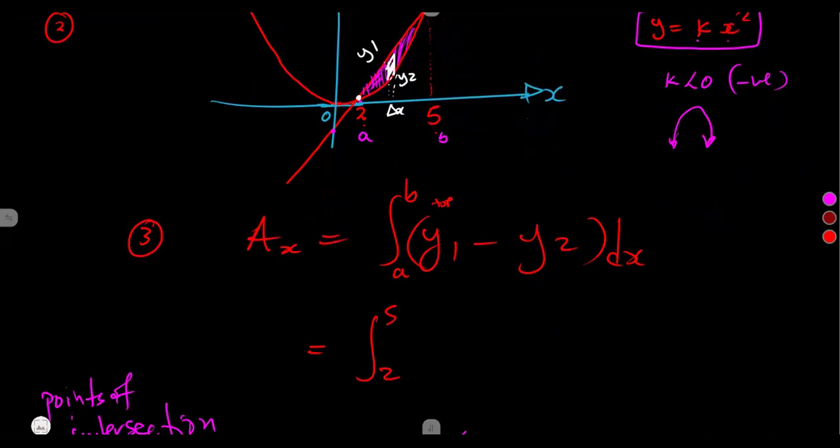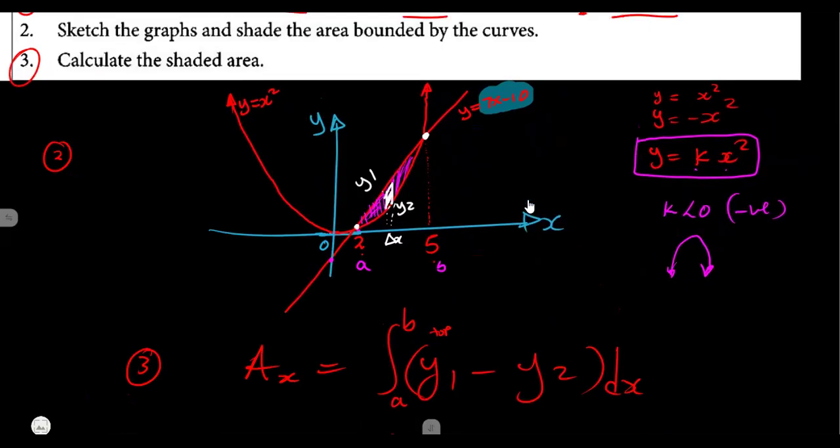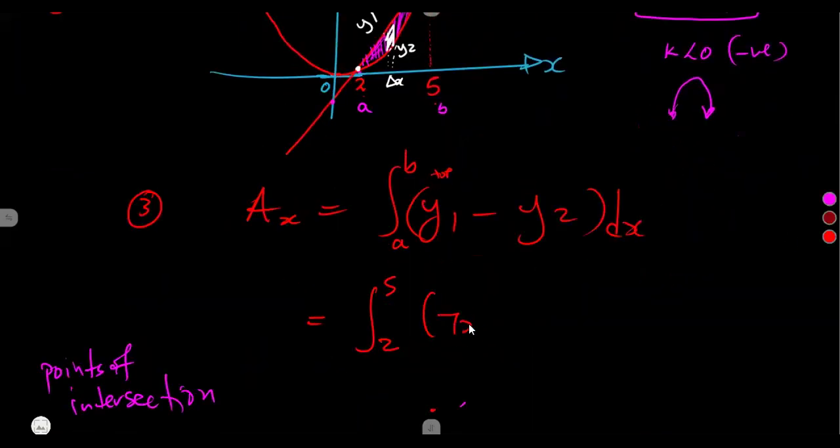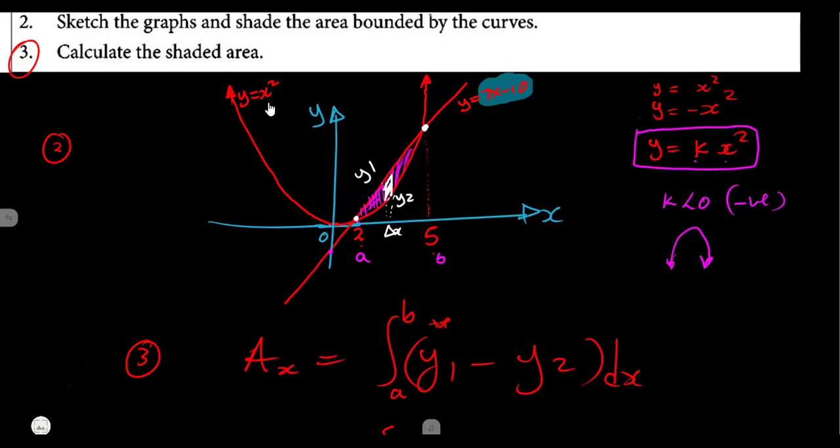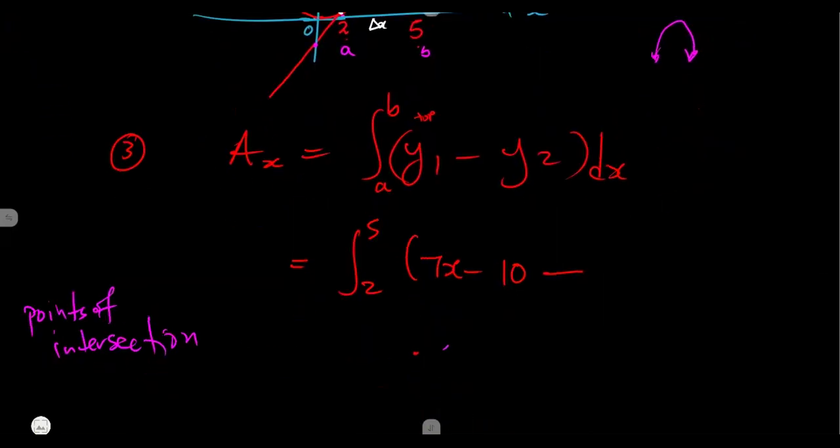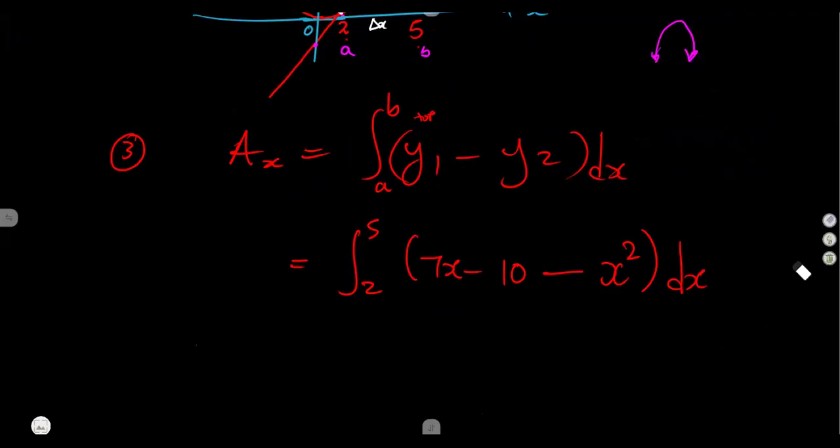Then we have y1, which in terms of x we said is 7x minus 10. This is y1 minus y2. Y2 is the one that is below, which is the quadratic, x squared. So you're going to subtract x squared. As you can see, guys, x squared is a single term. There is no need for us to even open brackets, just write minus x squared as it is with respect to x. We're done. So the whole of this part here is our y1 and this is y2.